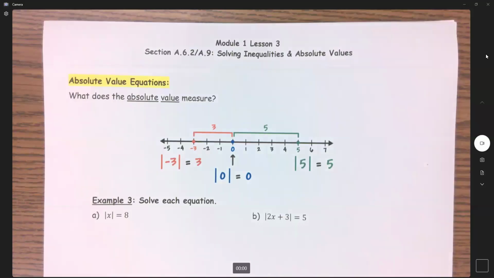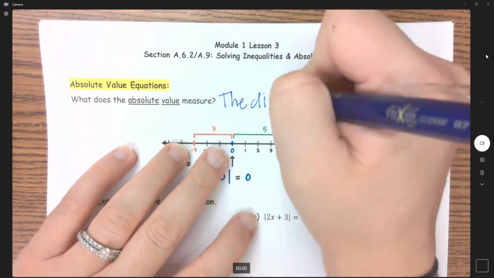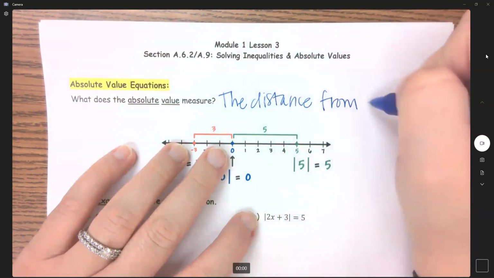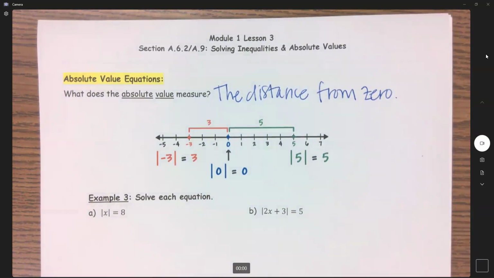Now we're going to go over absolute value equations, but before we do, we need to understand what an absolute value is. So what does an absolute value measure? This measures the distance from zero. Now, distance is always positive.